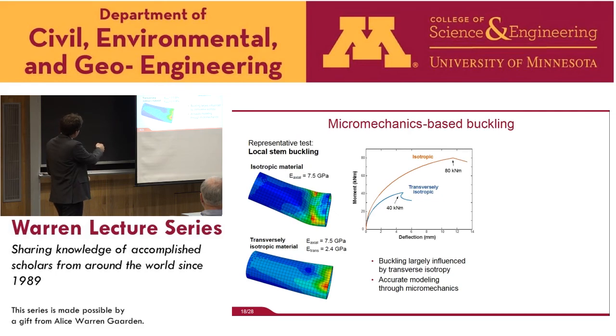So here we test with empirical stiffness, and here we test with our micromechanics-based orthotropic stiffness tensor, or transversely isotropic stiffness tensor. And we see that buckling is largely influenced by this transverse isotropy. Here you see the load displacement curve, and we see that the isotropic case is significantly stronger than the transversely isotropic case, where you have weaker material in the out-of-plane directions of the stock.